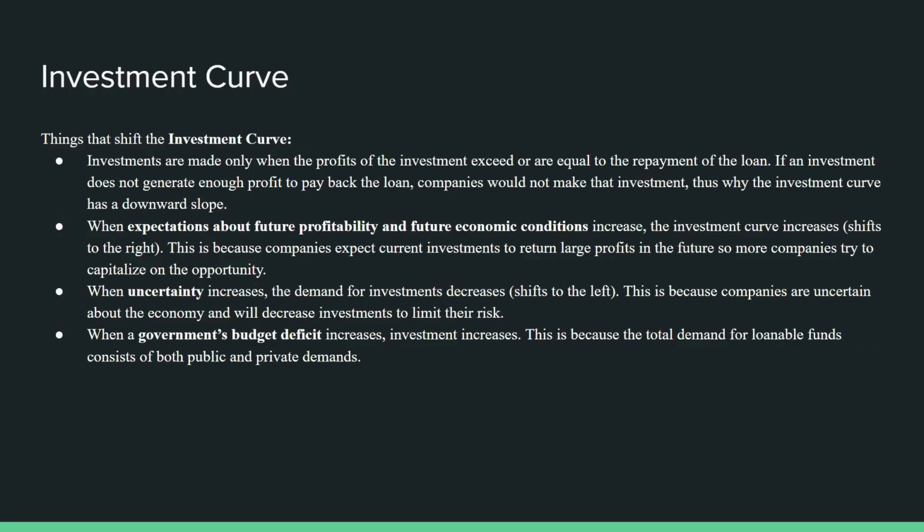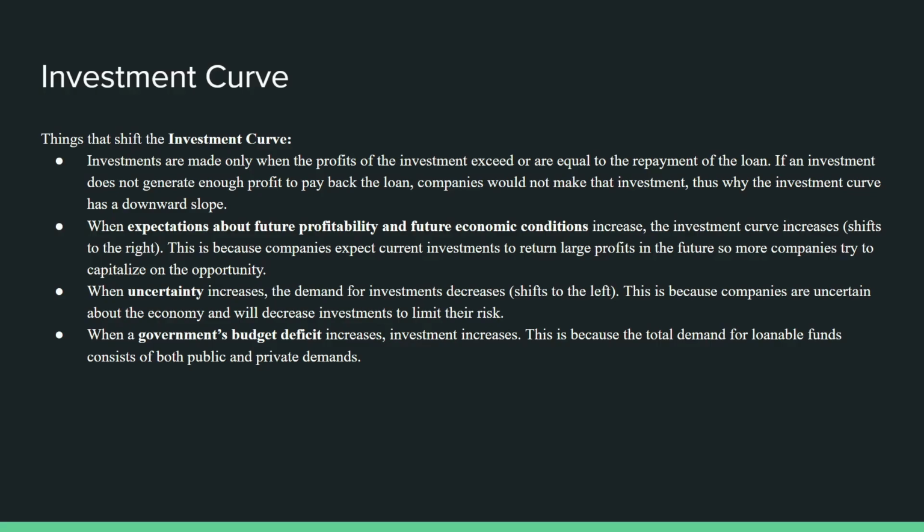Now we have the investment curve. Things that shift the investment curve. Investments are made only when the profits of the investment exceed or are equal to the repayment of the loan. If an investment does not generate enough profit to pay back the loan, companies will not make that investment, which is why the investment curve has a downward slope.